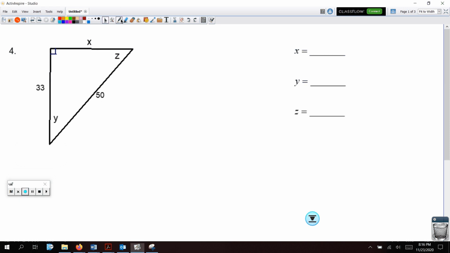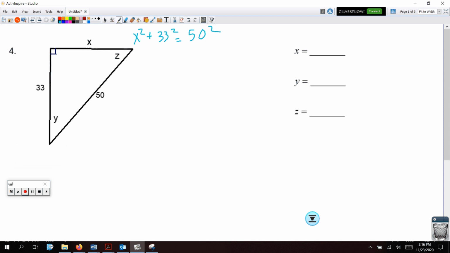You could absolutely use trig, but in order to use trig to find x, I need to have at least one angle. Okay, and I can't use the 90-degree angle. So first, let's just find x. So x squared plus 33 squared equals 50 squared, okay?